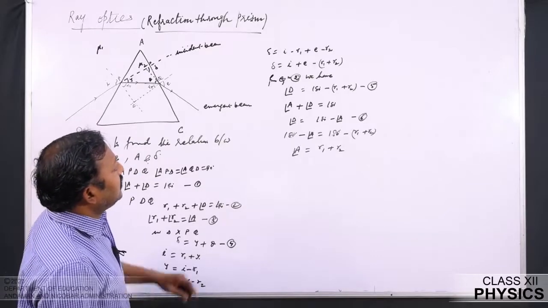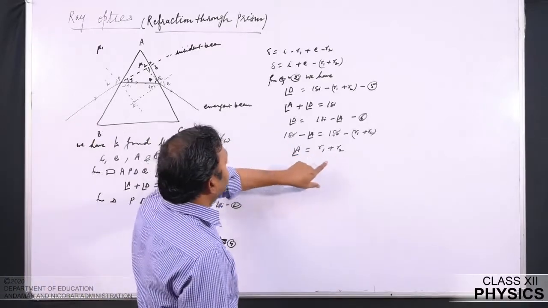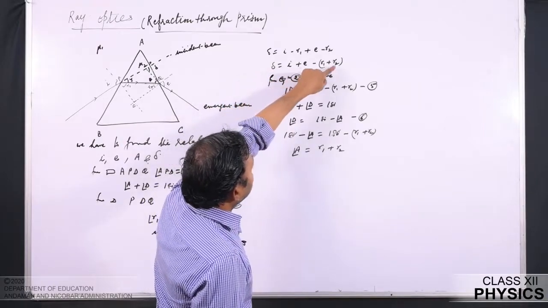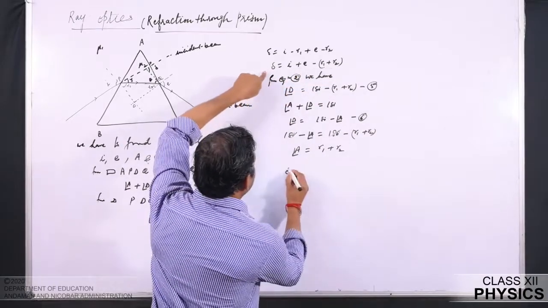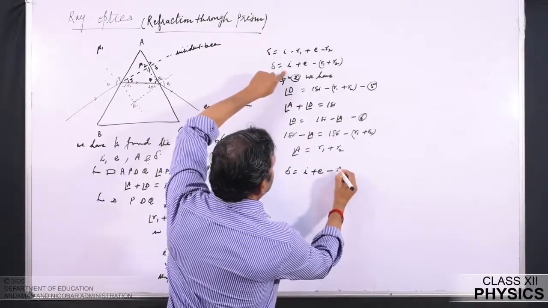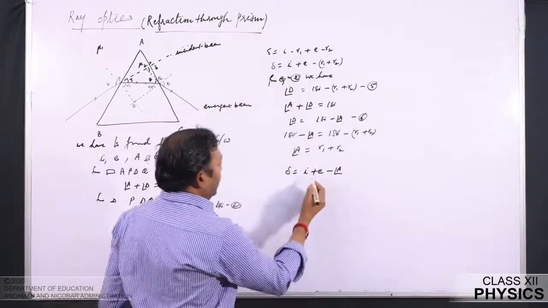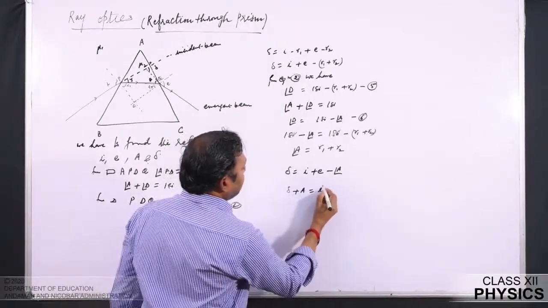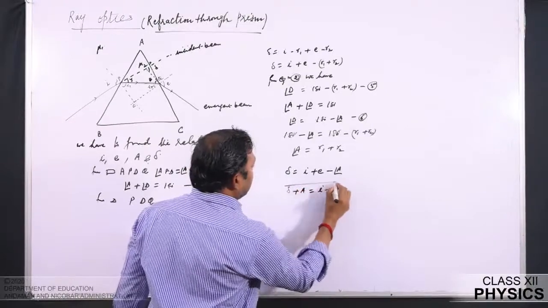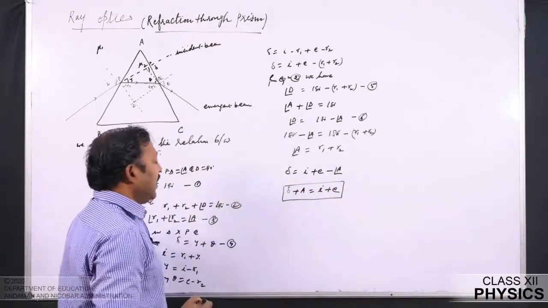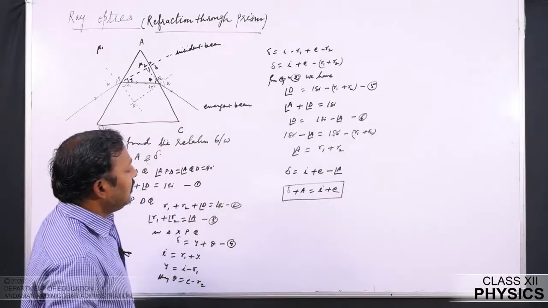Now, substitute the value of r1 plus r2 in the equation delta is equal to I plus E minus (r1 plus r2). The equation becomes delta is equal to I plus E minus angle A, or on rearranging this we get delta plus A is equal to I plus E. So, this is the relation between deviation angle, prism angle, angle of incidence and angle of emergence.